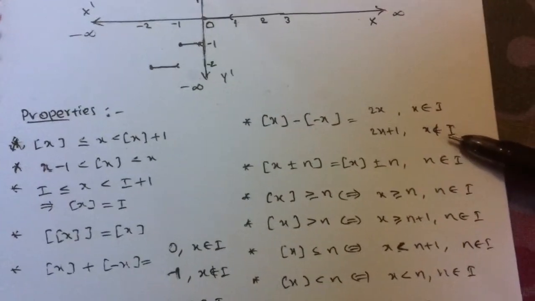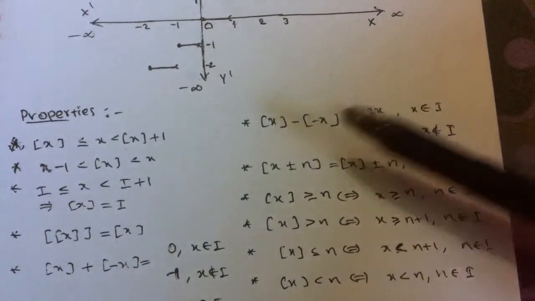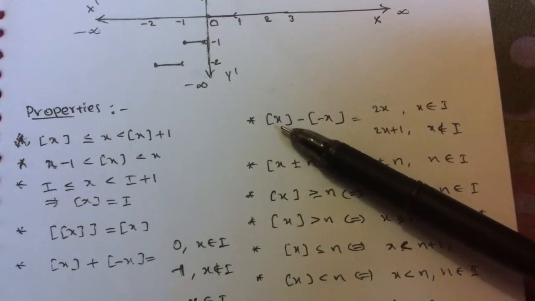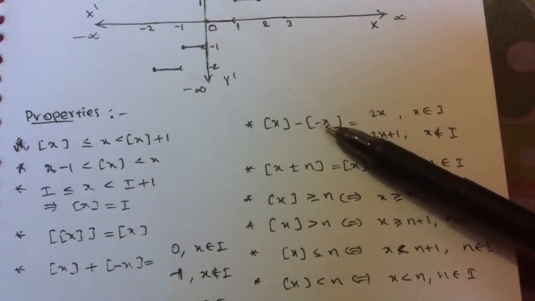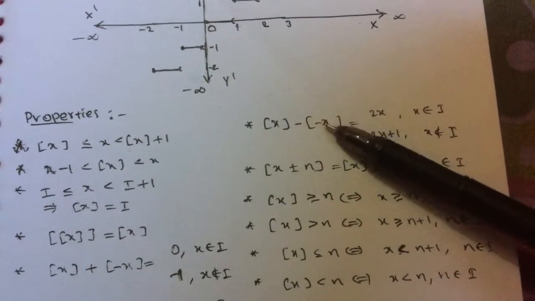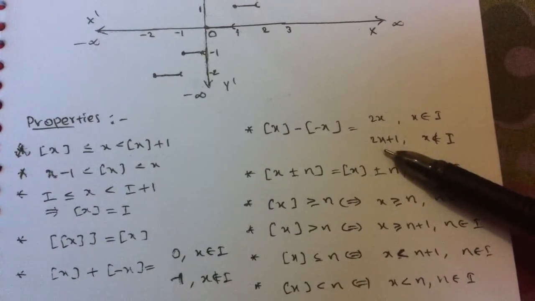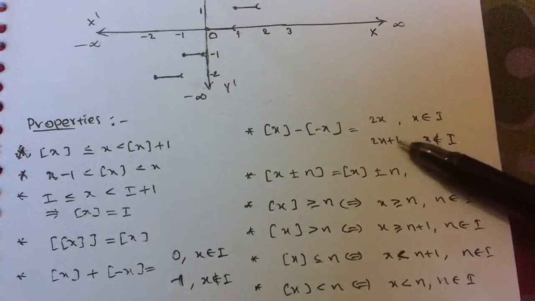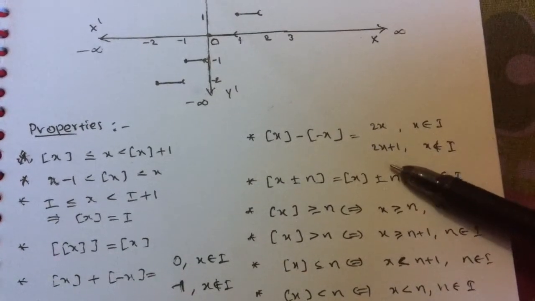If x is a non-integer, for example 2.3, step 2.3 is 2, minus step of minus 2.3 is minus 3. Then 2 plus 3, how much? 5. So by taking here, 2x plus 1: 2 2s are 4, 4 plus 1, 5. Okay.